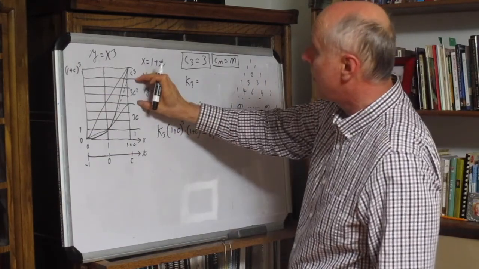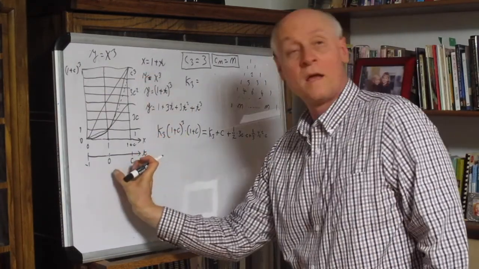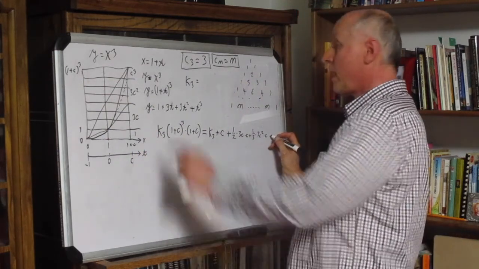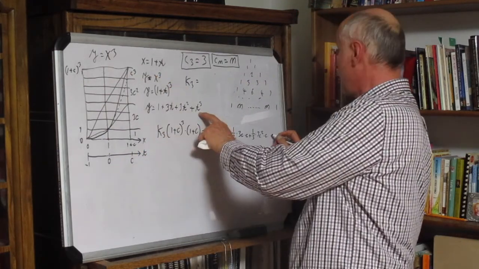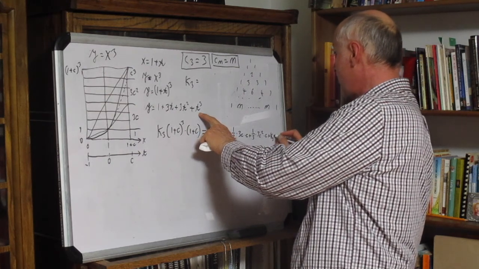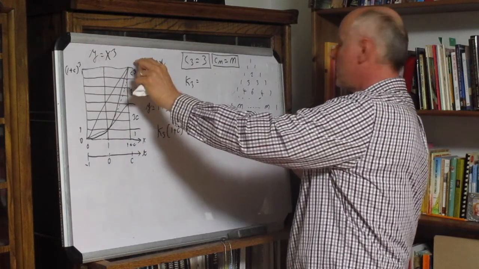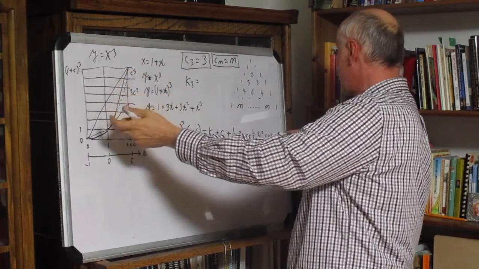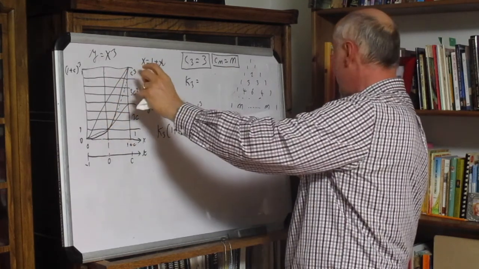Rise over run. Plus our last term, that's our unknown k3 times rise over run. That's c to the third times c.